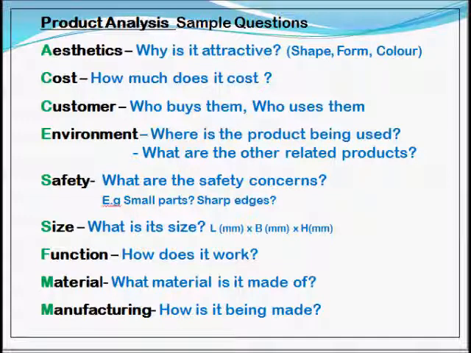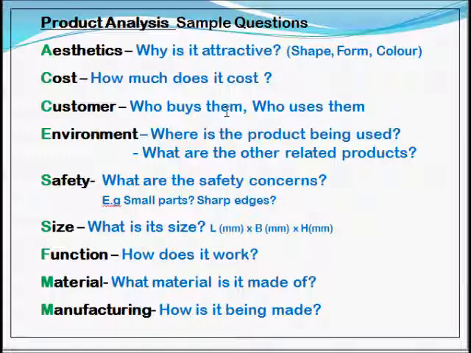Now, aesthetic means how beautiful or how nice a product looks. So, whenever we talk about why a product is attractive, we tend to talk about its shape, form, or color. Cost, as we all know, how much a product costs will determine how popular it will be in terms of affordability.